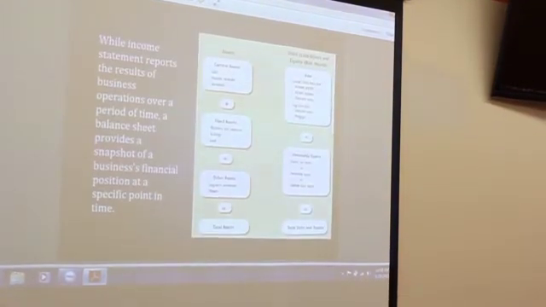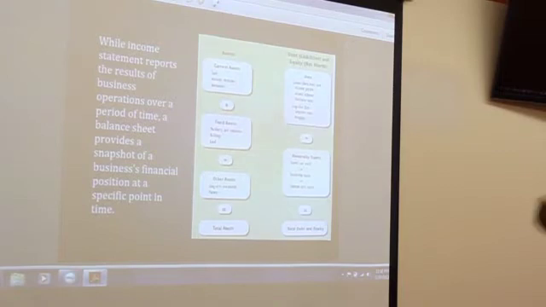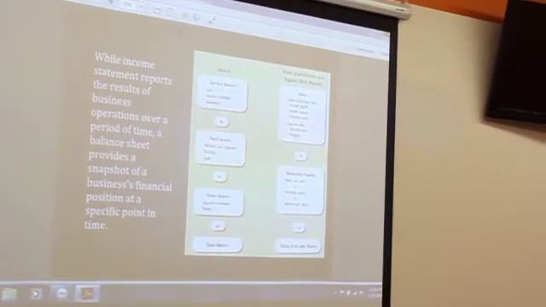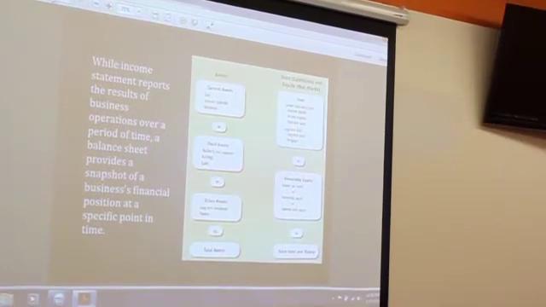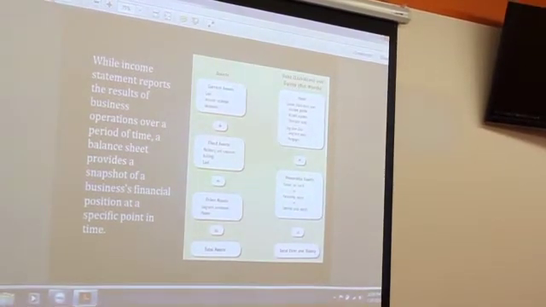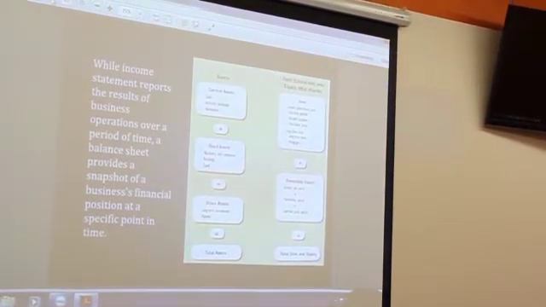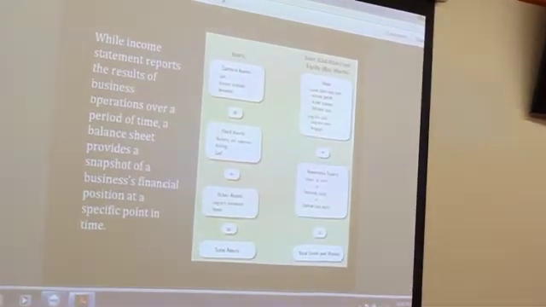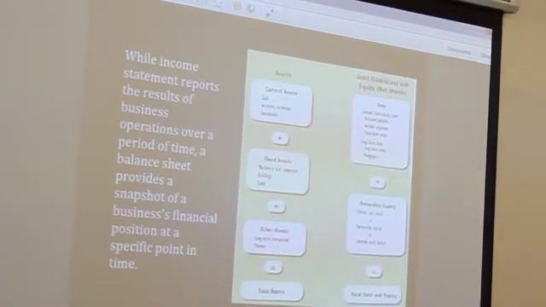All right. While an income statement reports the results of business operation over a period of time, a balance sheet provides a snapshot of a business's financial position at a specific point in time. So what we're going to look at is assets, debts, equity, net worth. I'm going to make this a little bit larger.